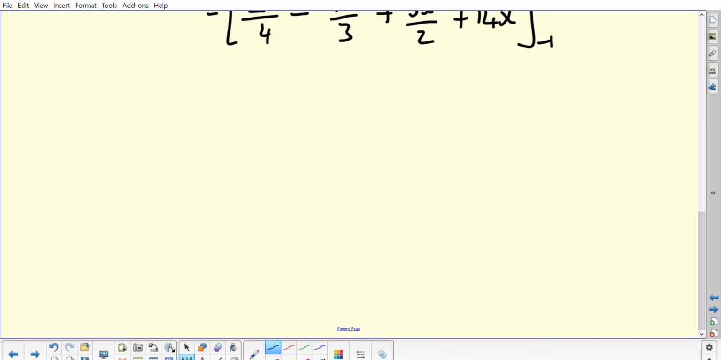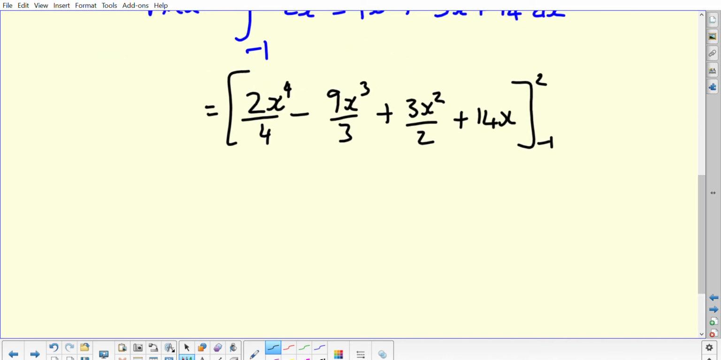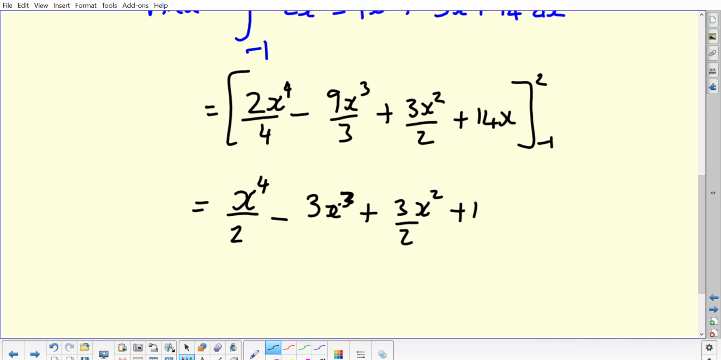Now you could sub in at this point, but I would recommend that you simplify these expressions before you sub in. So 2 over 4 would become a half, 9 over 3 would become 3. So we've got x to the power 4 over 2, minus 3x cubed, and this one here you'd have to leave as 3 over 2 x squared, and then plus 14x. So only the first one, the 2 over 4, simplifies to a half, and your 9 over 3 simplifies to 3.